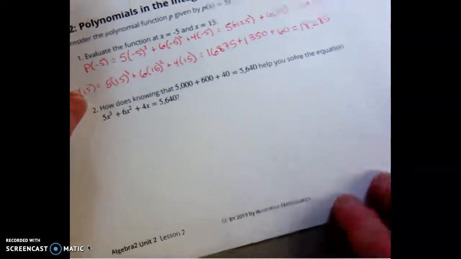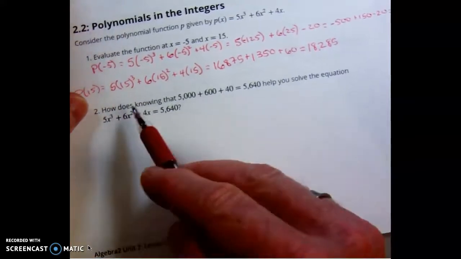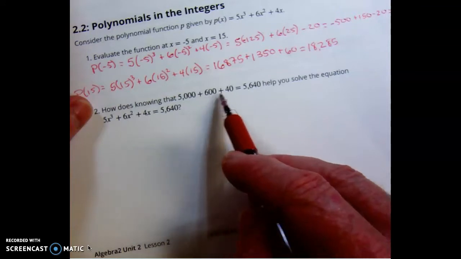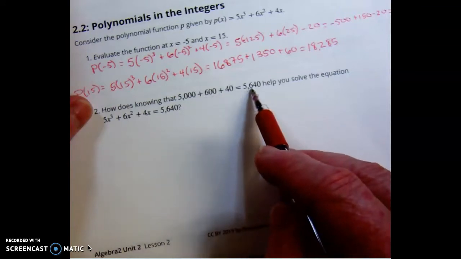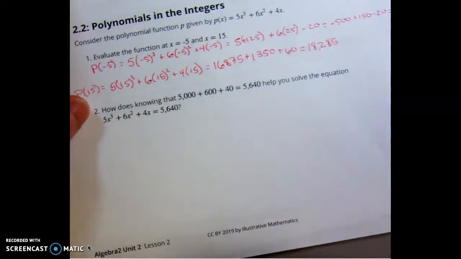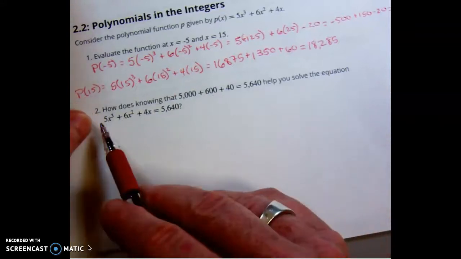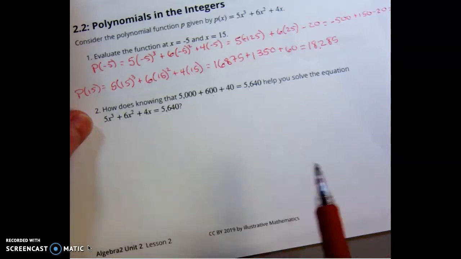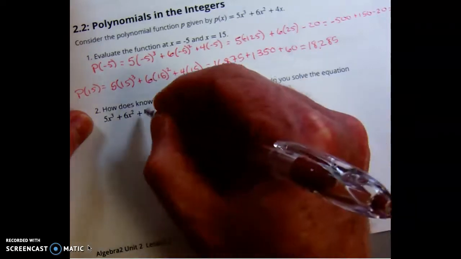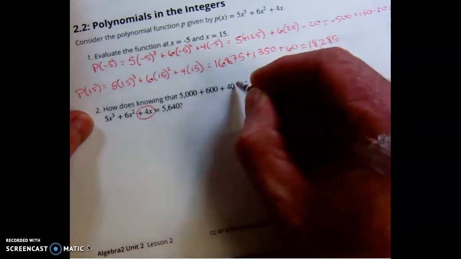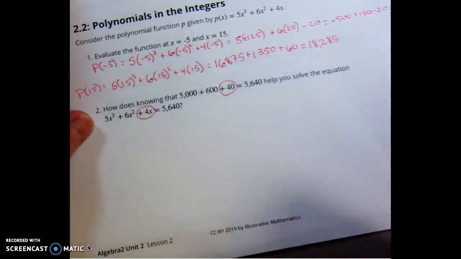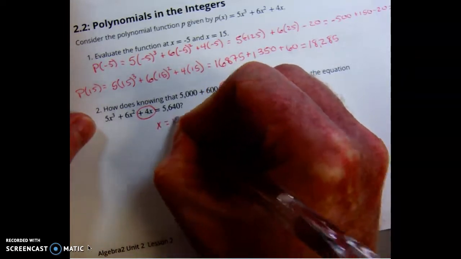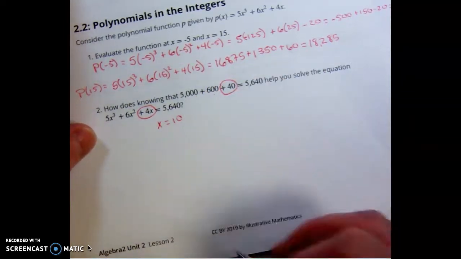All right, question 2 then. Question 2 says, how does knowing that 5,000 plus 600 plus 40 equals 5,640 help you solve the equation? Okay, 5x cubed plus 6x squared plus 4x equals 5,640. Well, if 4x correlates to the 40, then x must be 10. So let's go ahead and work that on through there.